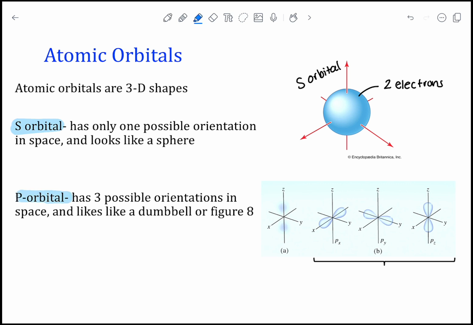The p orbital has 3 possible orientations in space. Okay, so 3 possible orientations, and that's going to be in our 3 planes, our x, y, and z 3-dimensional plane. Now, p orbitals have a dumbbell shape or a figure 8 shape, so that's this image over here. P orbitals are over here, and they look like dumbbells or figure 8s. And there's 3 orientations.